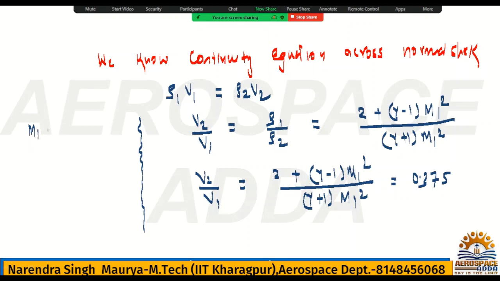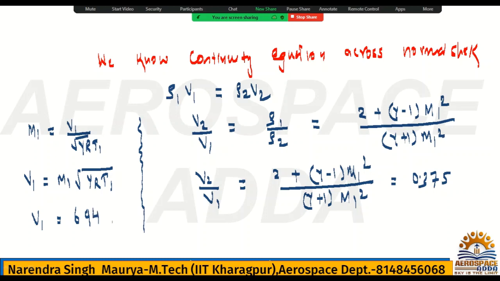How to get V1? We know M1 is equal to V1 divided by root of gamma R T1. What is the V1? It is M1 root of gamma R T1. All the values they have given. If you see M1 they have given, gamma is there, R is there. T1 is the temperature which is given already, 300 Kelvin. If you do that, it is approximately 694 meter per second, which is supersonic.